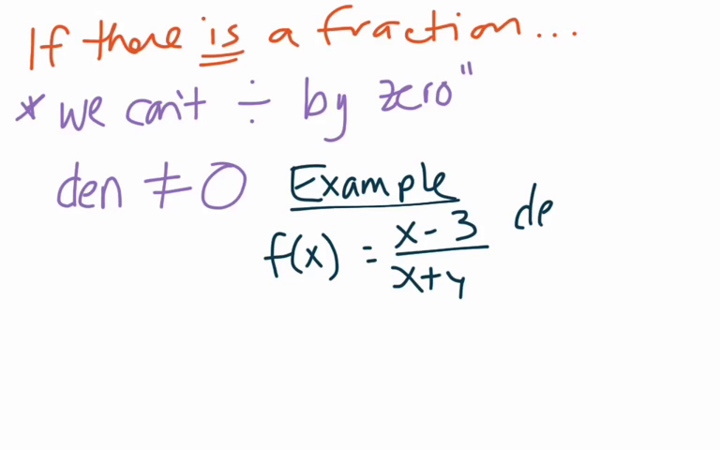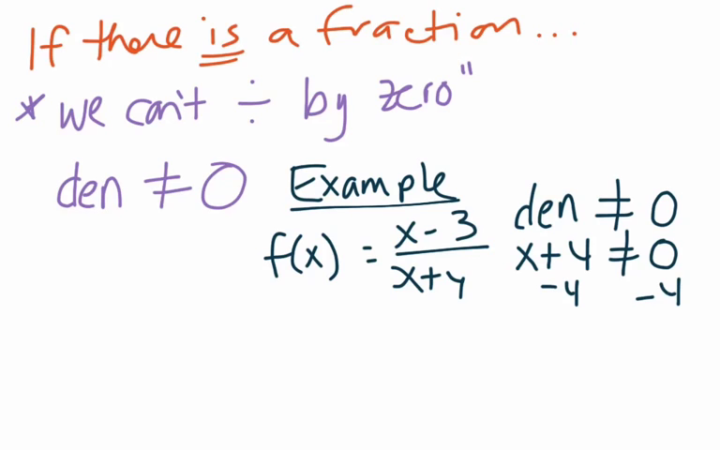And here's what you do. We're going to say the denominator cannot be equal to 0. What is the denominator? The denominator is x plus 4. I know that says does not equal, but we're going to treat it like an equation, and subtract 4 from both sides, and we're going to say x does not equal negative 4. That, my friends, is your domain. x does not equal negative 4.